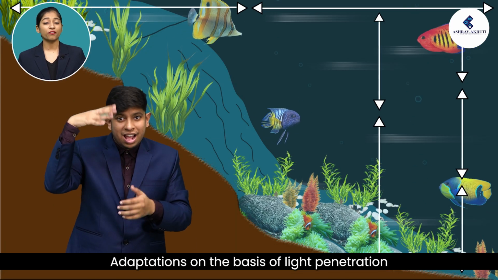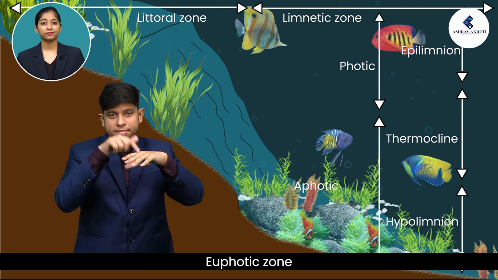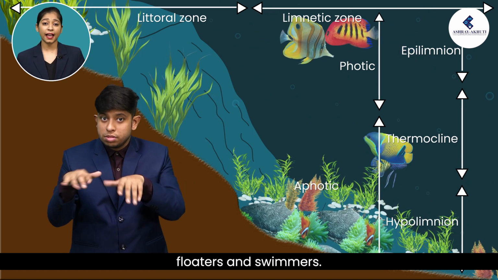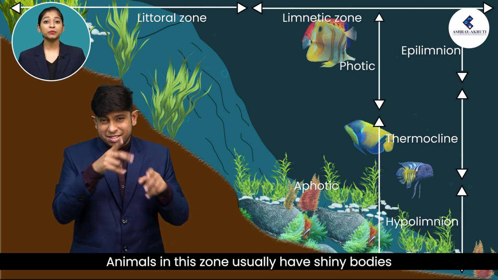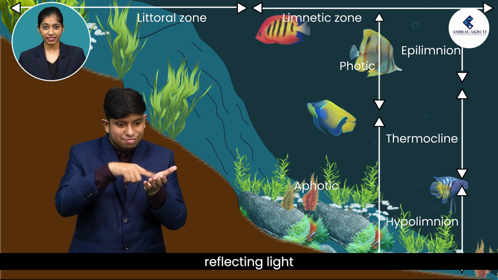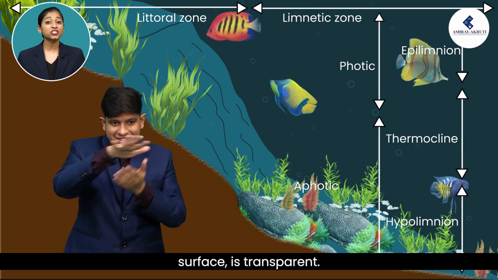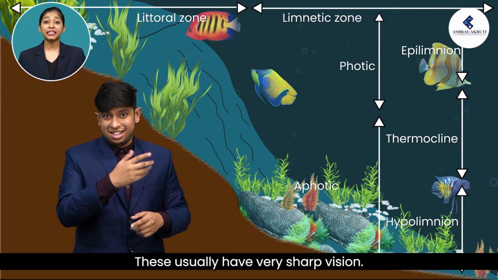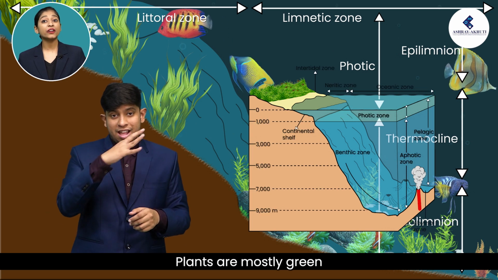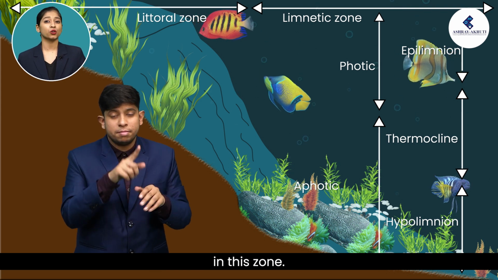Adaptations on the basis of light penetration: euphotic zone. The organisms living in this zone are mostly floaters and swimmers. Animals in this zone usually have shiny bodies reflecting light away to merge with the shiny water surface, or are transparent. These usually have very sharp vision. Plants are mostly green and photosynthetic activity is maximum in this zone.